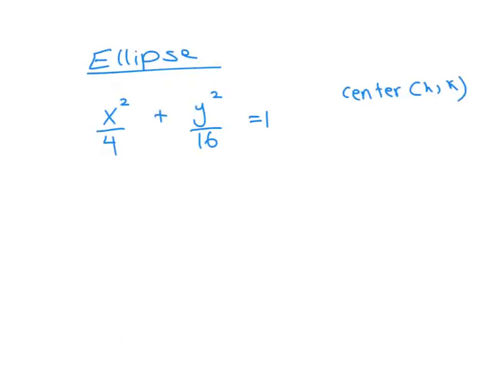Now let's write the parametric equation of an ellipse. So let's say I'm given this equation, and you see how the center in this case is 0, 0. So let's keep it simple like that so we can come up with a rule for parametric equations of ellipses. Okay, so let's see what we can do.